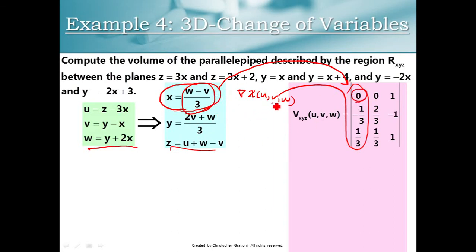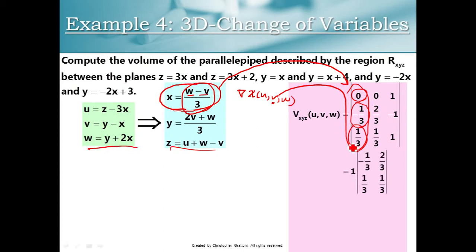Then the next variable is v. So the partial derivative of (w minus v) over 3 with respect to v is negative 1/3. There's your negative 1/3. And then, again, your (w minus v) over 3, when you take its partial derivative with respect to w, okay, the derivative of w is 1. The derivative of negative v with respect to w is 0. So I have 1 over 3. Oh, 1/3. There it is.